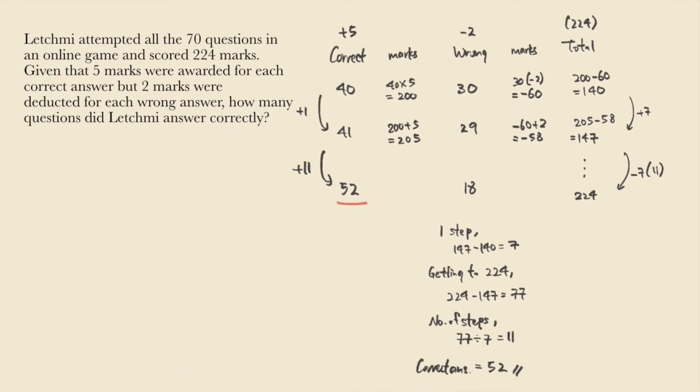We're going to take 224 minus 147, that's 77. How many 7s is that? 11. So I'm going to do this 11 times. So if this is done 11 times, that means this addition of 1 will be done 11 times. That's an addition of 11. So the number of correct answers therefore is 41 plus 11, that would be 52.